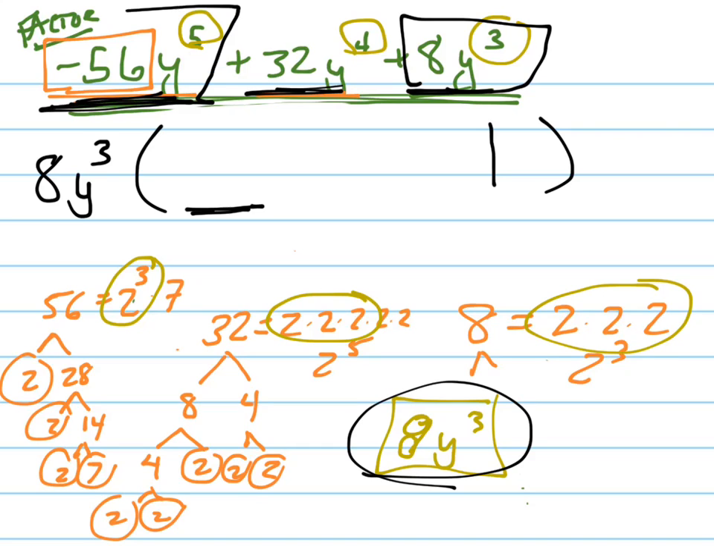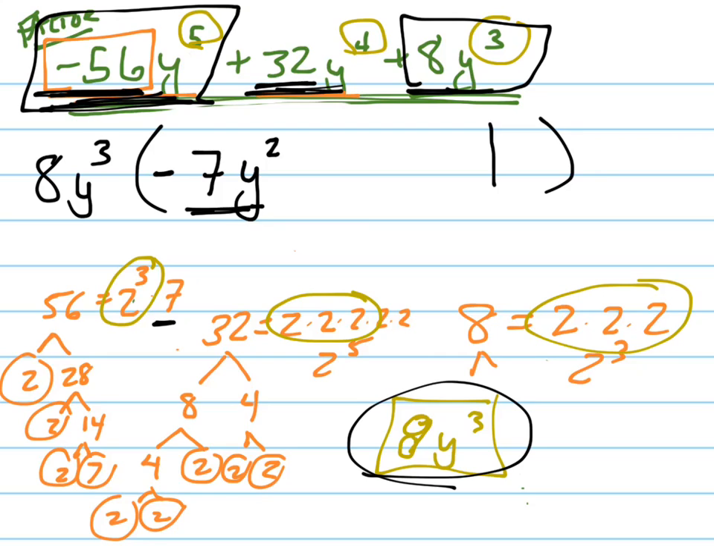What's left over in this first term if I take out an 8y cubed? Well, how many y's are left over, first of all? There's 2 left over. And what is negative 56? If I take an 8 out of it, I'm going to have a negative 7 left over. By the way, it's right there. You can see it right there.